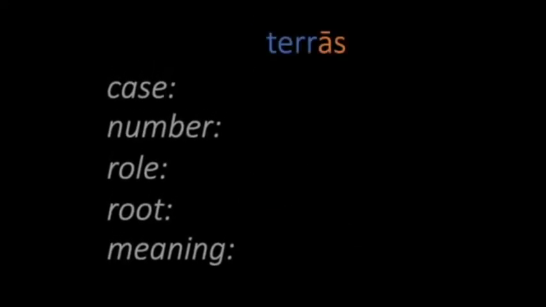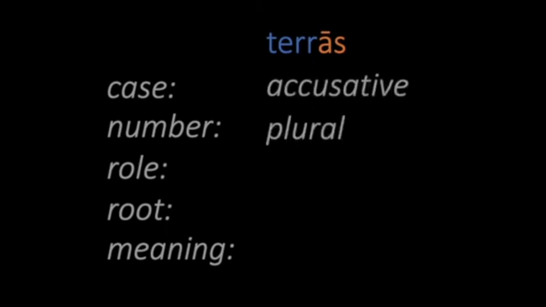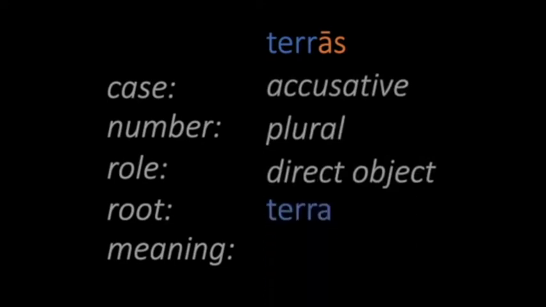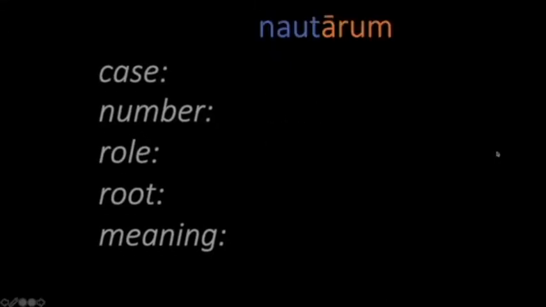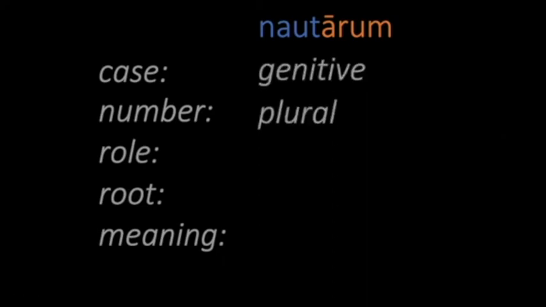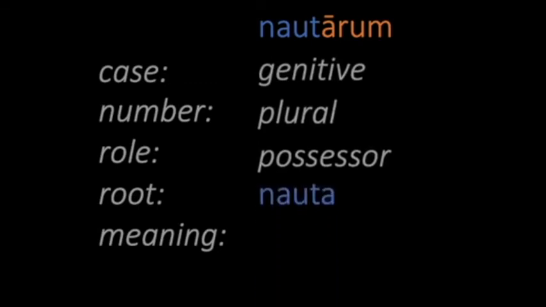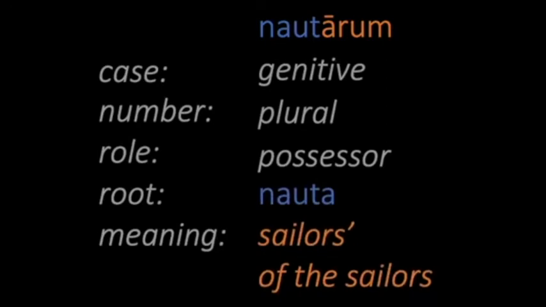Now, terras. The form is accusative and plural, so its role in the sentence would be direct object. The root is terra, meaning land, so the meaning is the lands. Okay, here's another. Nautarum. The arum ending is genitive plural, so the role is that of possessor. The root is nauta, meaning sailor, so the meaning of this form is sailors or of the sailors.